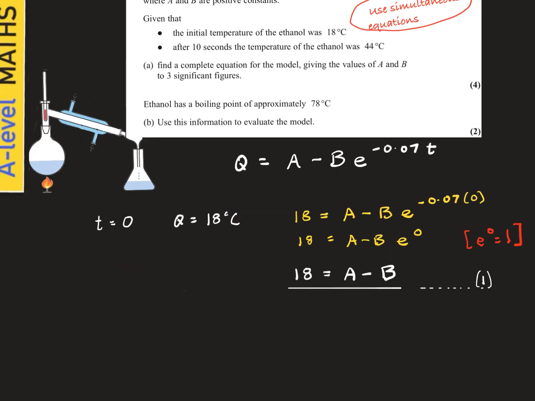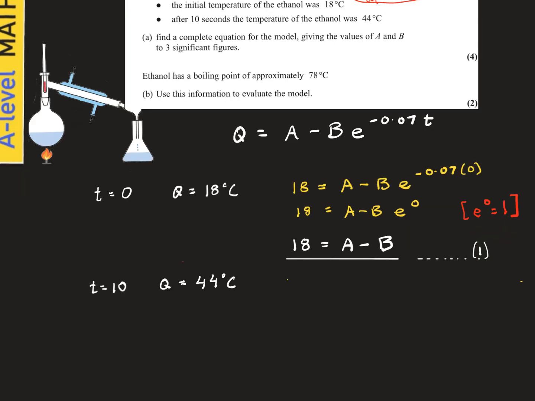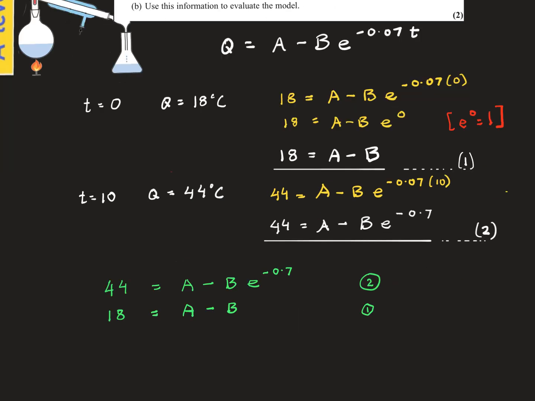Now, looking at the second piece of information, when time is equal to 10, our temperature is equal to 44 Celsius. When inserted, we have 44 equals A minus B e to the minus 0.07 times 10. I rewrote those two equations out here.